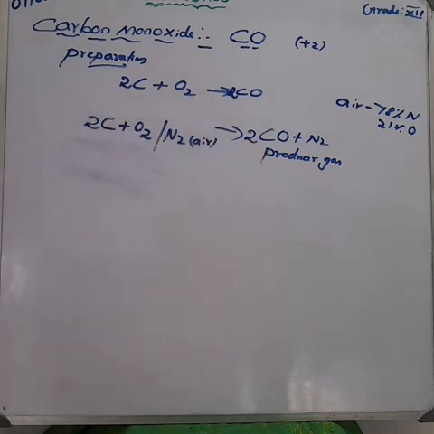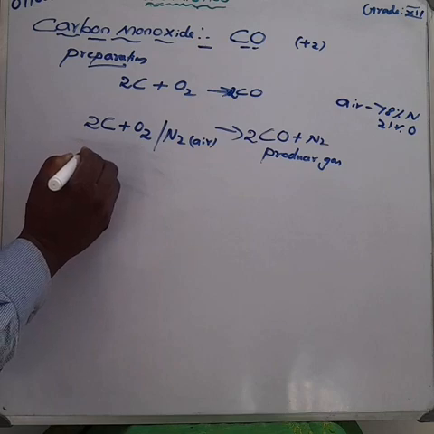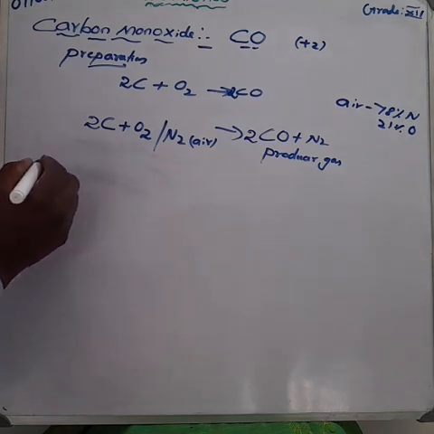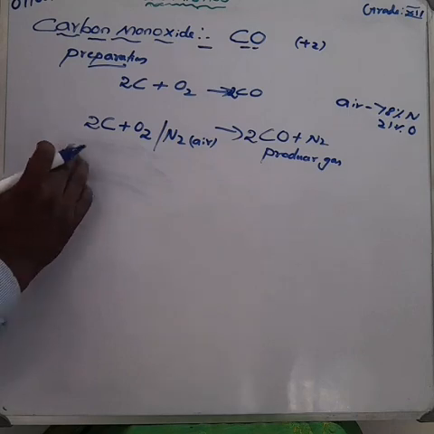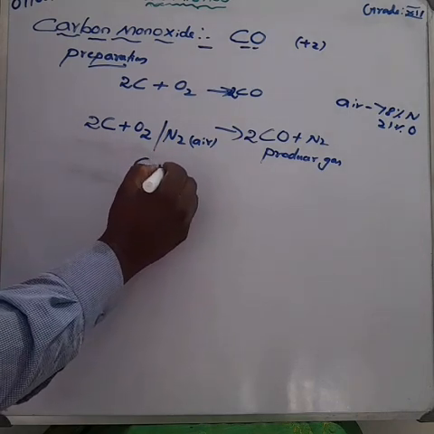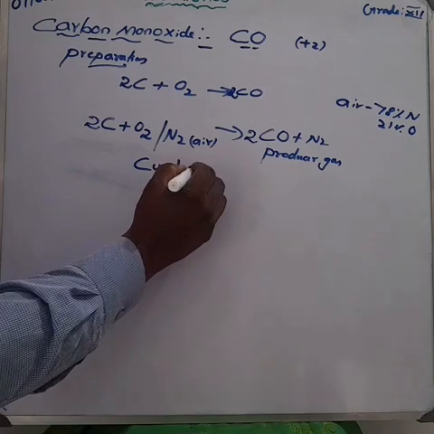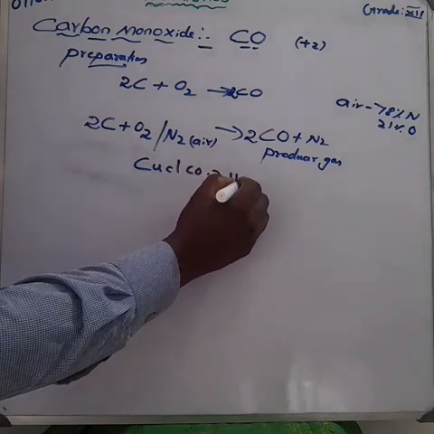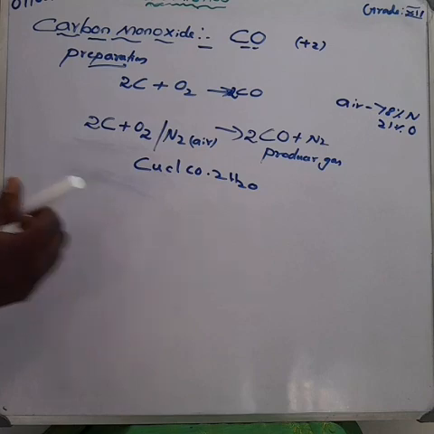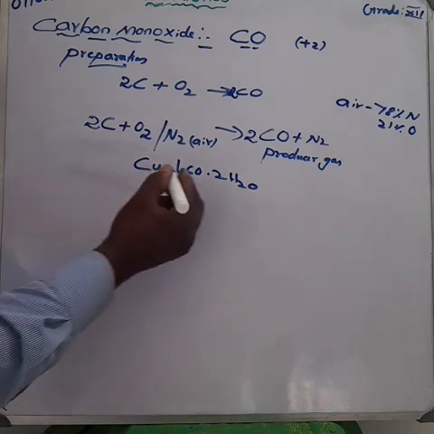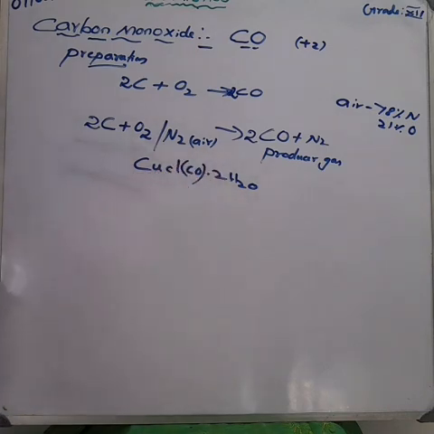Okay. Next, the producer gas is passed through a solution of copper(I) chloride under pressure, which gives the formation of CuCl.CO.2H2O. What is the product obtained? CuCl, there is a copper chloride, and CO, along with 2 water molecules.